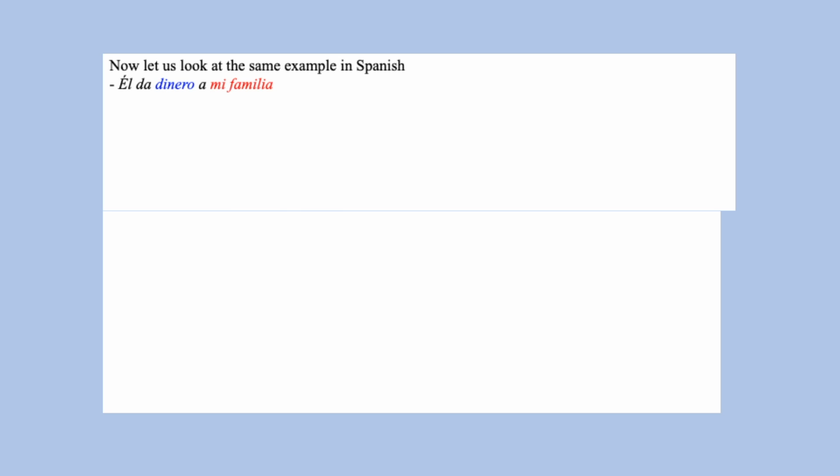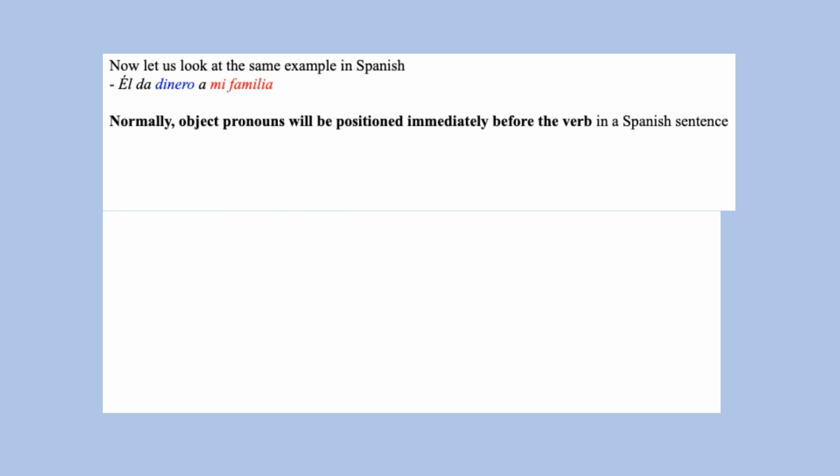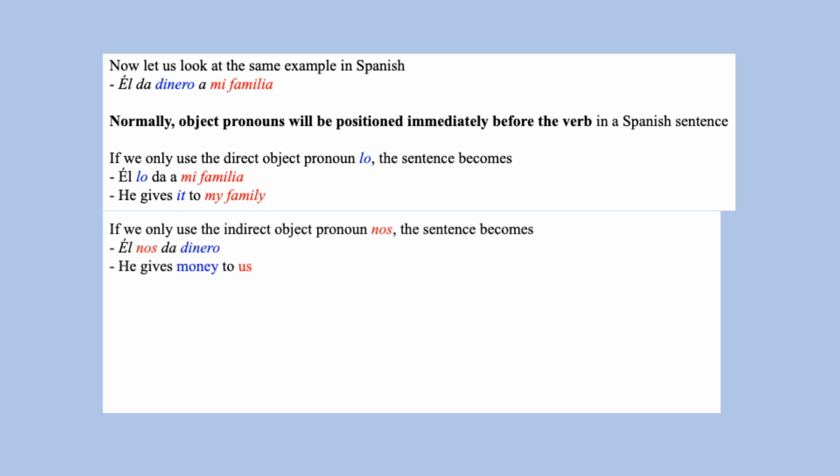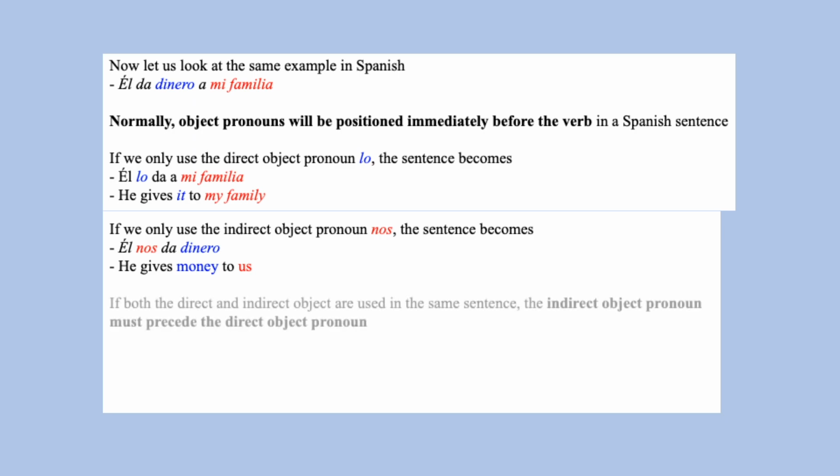Now the same example in Spanish. Él da dinero a mi familia. Normally, object pronouns are placed immediately before the verb in Spanish. So if we only use the direct object pronoun lo, we have Él lo da a mi familia. He gives it to my family. If we only use the indirect object pronoun nos, we have Él nos da dinero. He gives money to us.